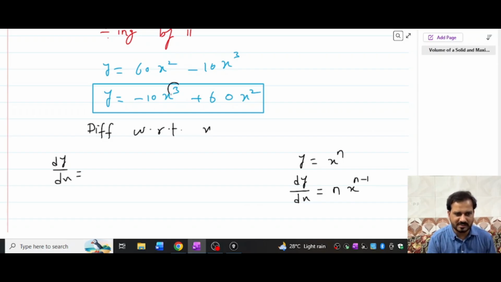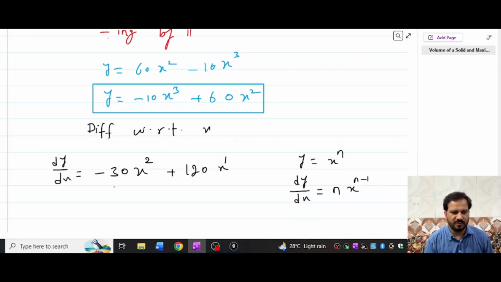Since the exponent is 3, it will be multiplied with this negative 10. It becomes negative 30, and the power of x will reduce by 1. It will be 3 minus 1 will be 2. Similarly, in the second expression, we will multiply this 2 with the coefficient of x square, which is 60. 2 times 60 will be 120, and decrease the exponent by 1, which is 2 minus 1 will be 1 only. Okay.